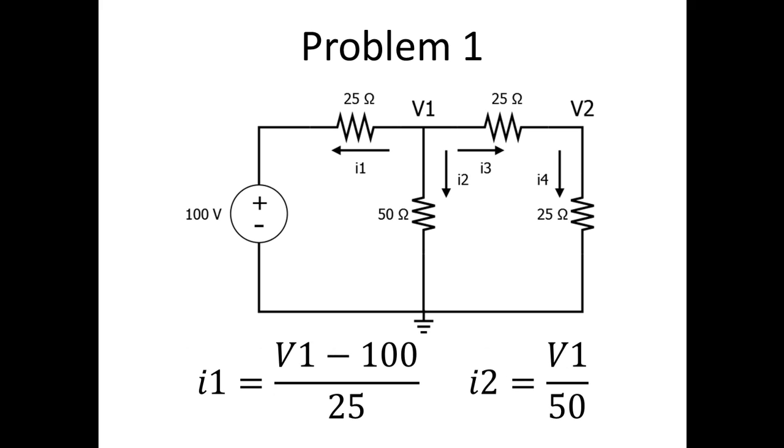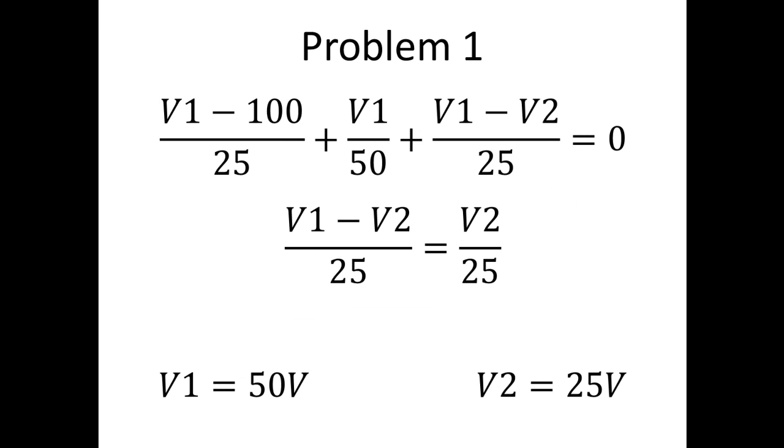I1, using Ohm's law, can be defined as V1 minus 100 divided by 25. I2 is V1 minus 0 divided by 50. I3 is V1 minus V2 divided by 25, and I4 is V2 divided by 25. We can plug all of these currents back into our original KCL equations and come up with a series of equations that has two equations and two unknowns, and using some algebra we can solve for V1 to be equal to 50 volts and V2 equals 25.